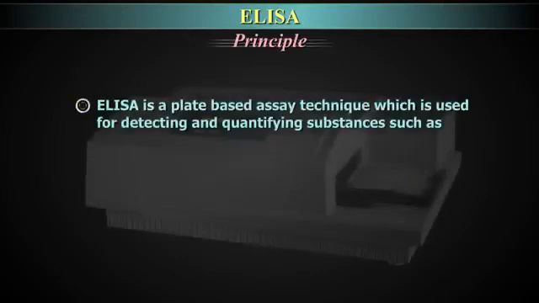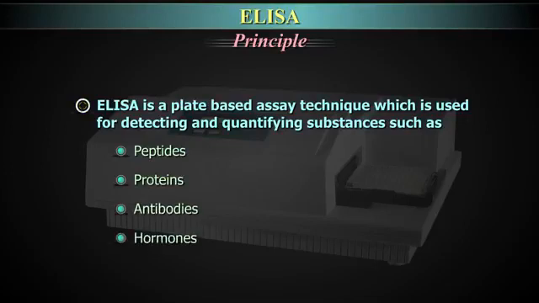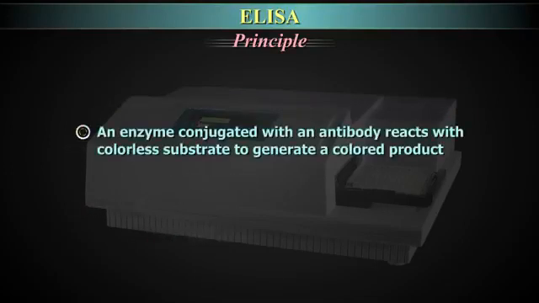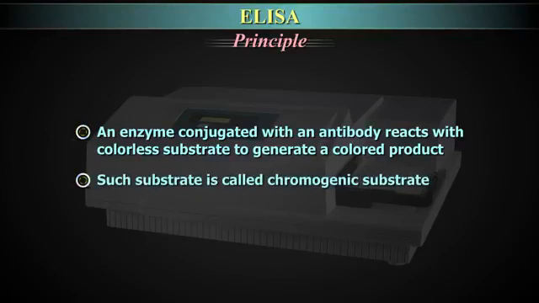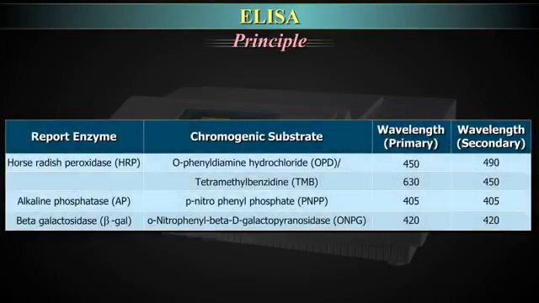Principle. ELISA is a plate-based assay technique which is used for detecting and quantifying substances such as peptides, proteins, antibodies, and hormones. An enzyme conjugated with an antibody reacts with colorless substrate to generate a colored product. Such substrate is called chromogenic substrate. A number of enzymes have been used for ELISA.